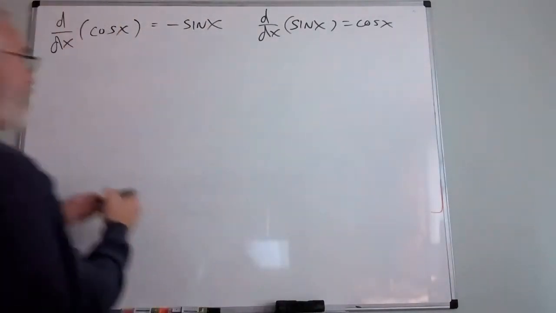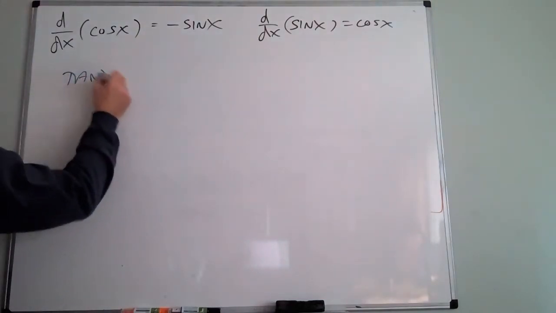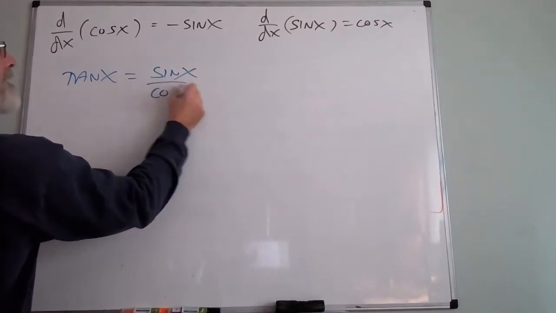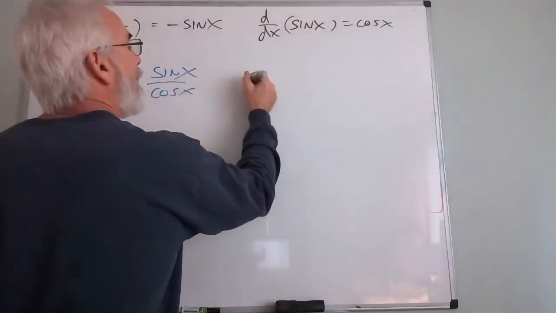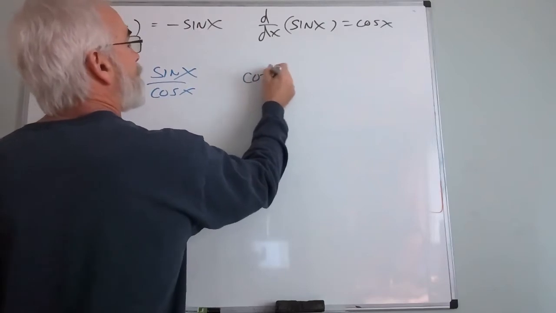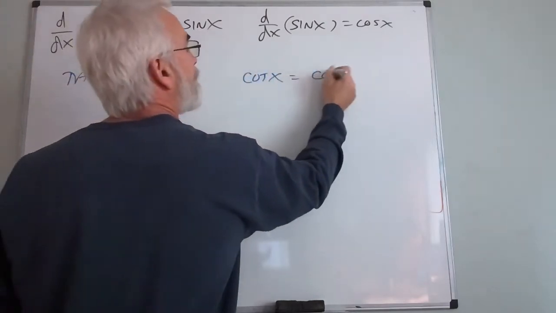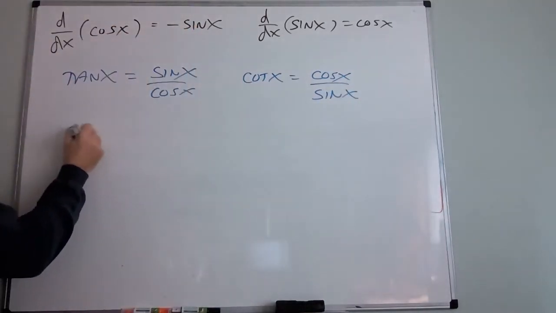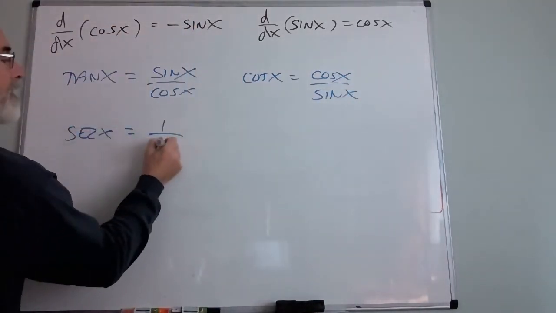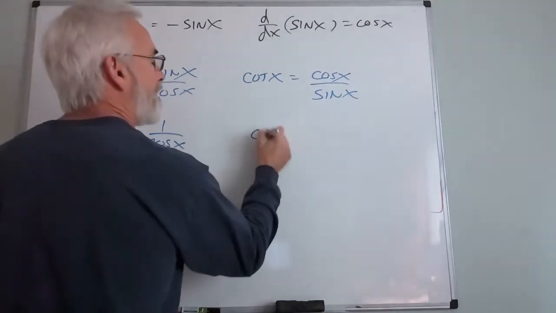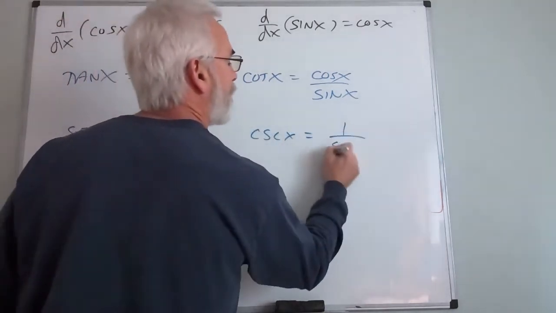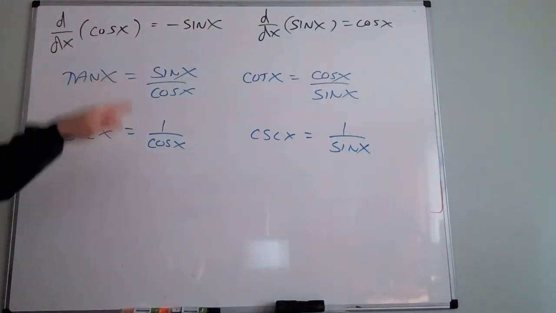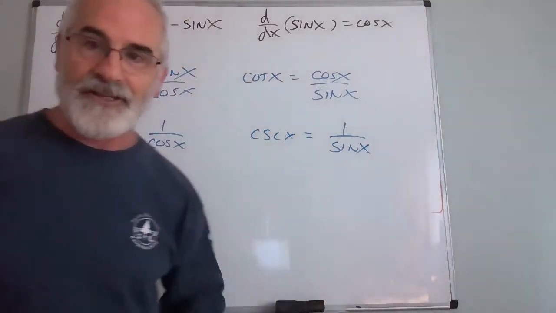We know that the tangent function is equal to the sine over the cosine. We know that the cotangent function is equal to the cosine over the sine. We know that the secant function is equal to 1 over the cosine. And we know that the cosecant function is 1 over the sine. So what we're going to do is figure out ways of differentiating quotients. That's going to be like the next big thing we do.